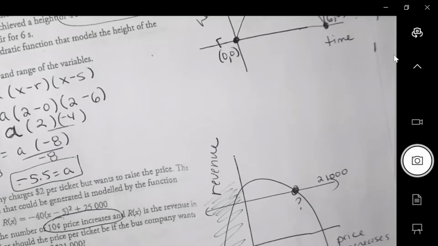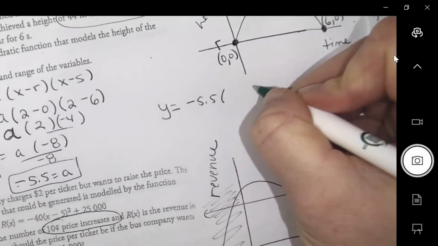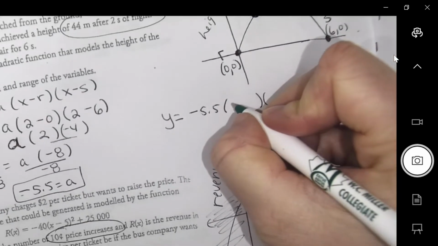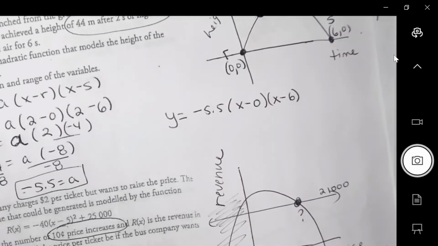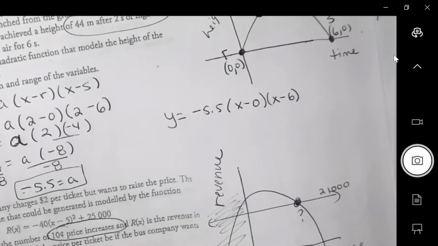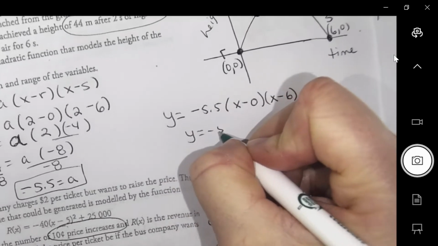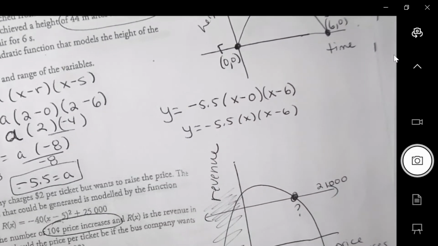So we have to make an equation. So when you make the equation, remember you're putting in the info but leaving the x and the y's open. So y equals negative 5.5 x stays open, subtract 0, x minus 6. Okay, and some of you might leave it like that, that's fine. I personally would have probably wrote it like this, but it doesn't matter, right? Because minus 0, you can leave it out.